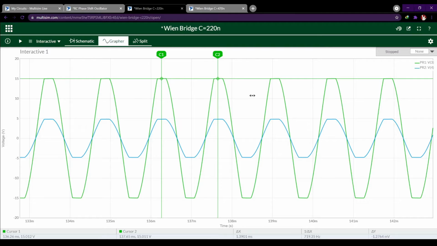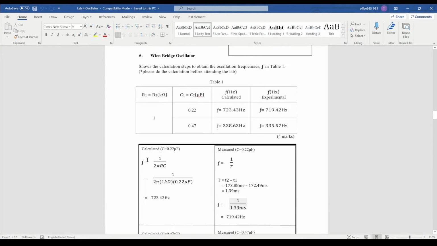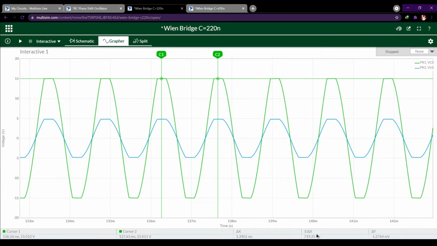As you can see, the simulation that we have done and the calculated value are not that different. For calculated, we should get around 723.43, and we got around 719.35 Hz. So the value of the frequency reference is not that far from the calculated.